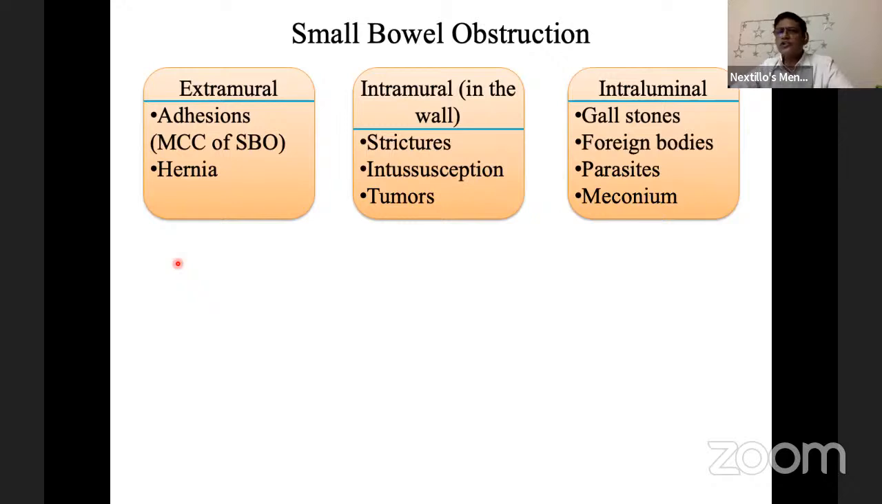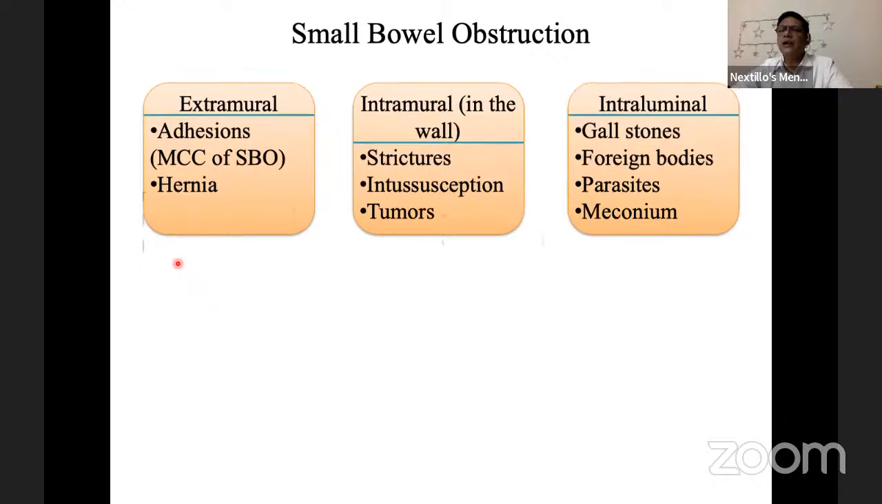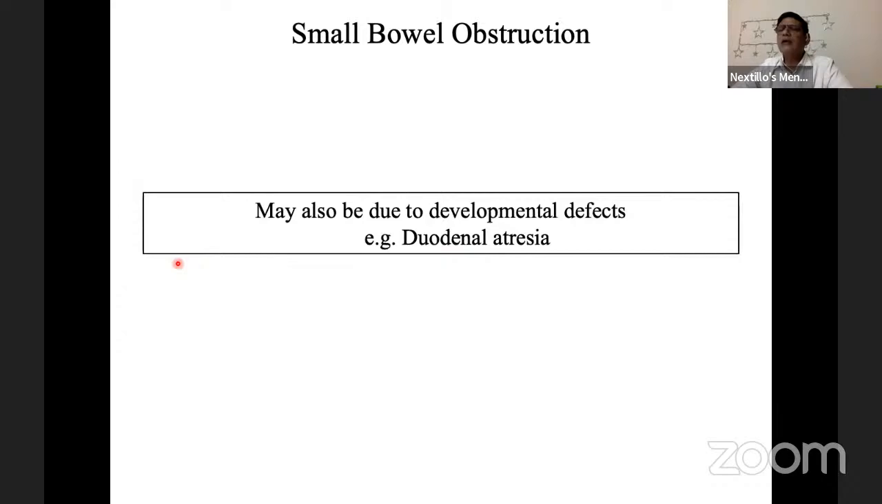Now, this small bowel obstruction can also be due to developmental defects, like the duodenal atresia, where the foregut fails to fuse with the midgut. And ultimately, these two portions don't fuse, and hence they are not communicating. And there is an obstruction of the small bowel.